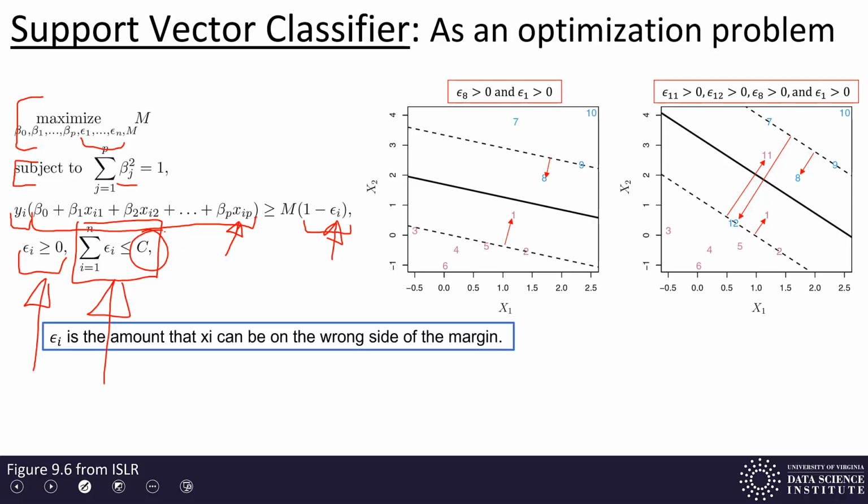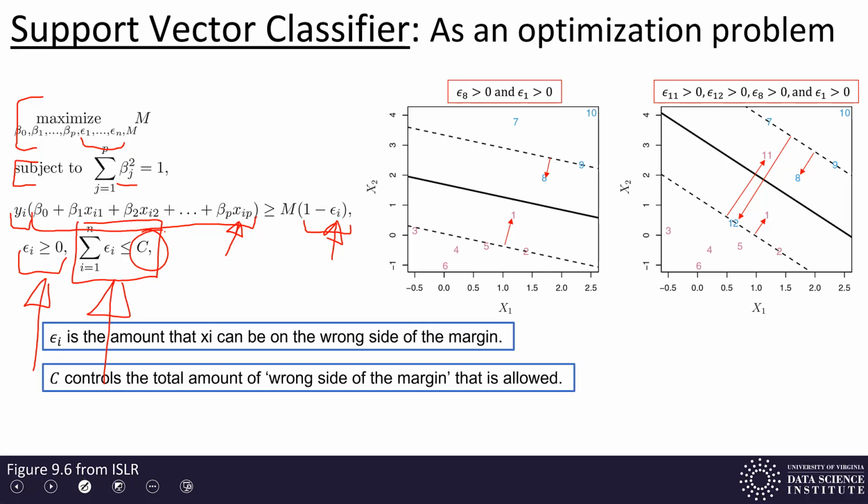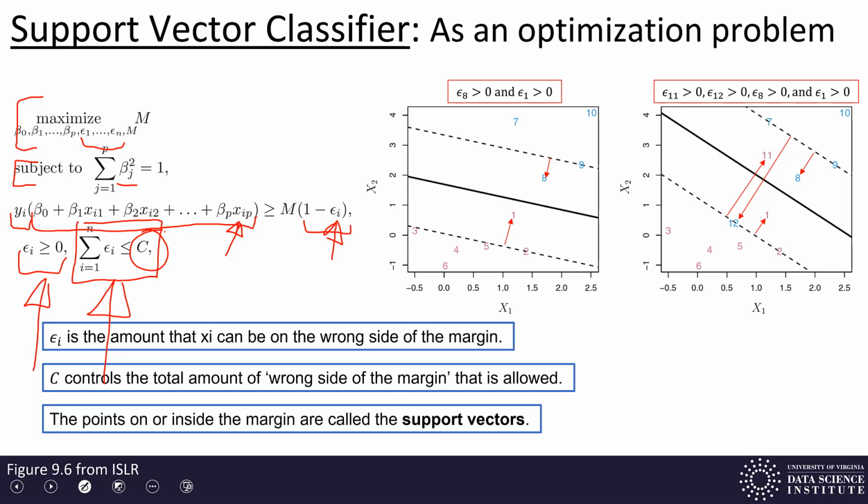So each epsilon i is the amount that data point xi can be on the wrong side of the margin. This parameter C is the total amount of wrong side of the margin that's allowed, or the total amount of errors or epsilons. And the points on or inside the margin are called the support vectors. So now our support vectors aren't just the points that lie exactly the margin away from the hyperplane. They're going to be ones that are on that margin or within it.